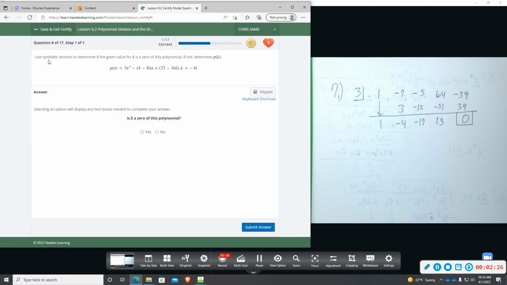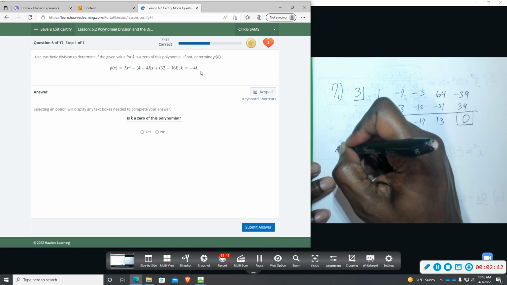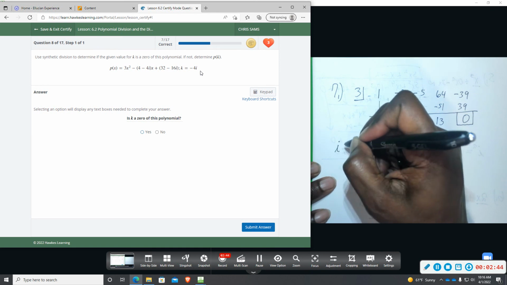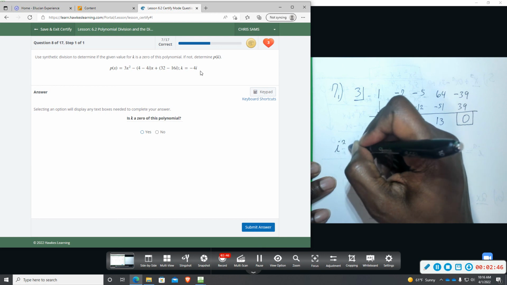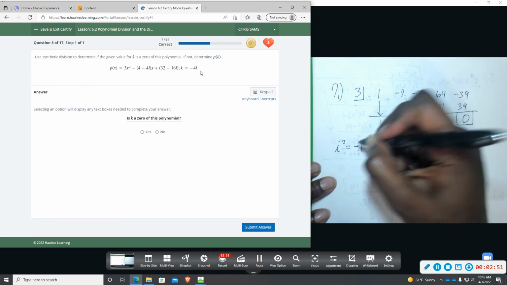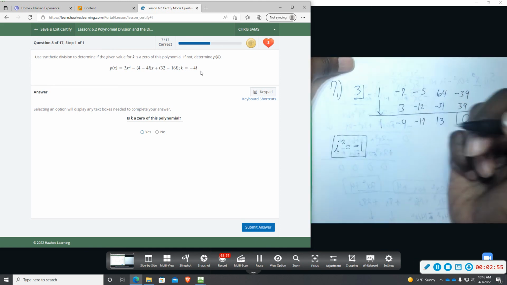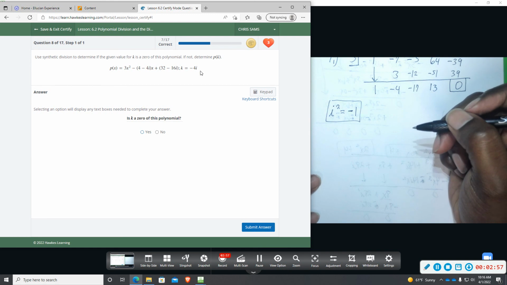All right, so number 8 wants us to use synthetic division to determine the value of k, which is equal to negative 4i. So again, we will use synthetic. And then remember, as I was trying to mention in one of the synthetic division problems, if we get an i squared, that is equal to negative 1. And we will have to use that principle and reduce. So i squared is equal to negative 1.